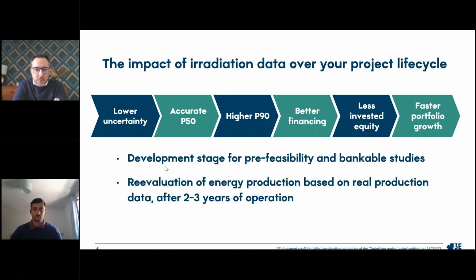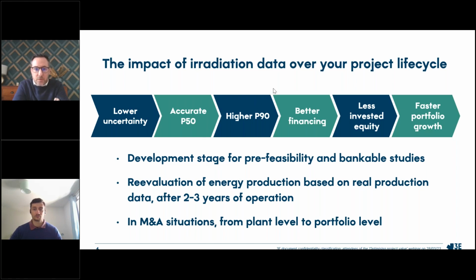The second one, where you can use irradiance data, is when you have assets under operation and you need to refinance the project. In that case, you base your analysis on real production data, often about 2-3 years of production, and you need to extrapolate this operation data over a long-term period. In that case, you need to have accurate data in order to evaluate and refinance your project at the proper level.